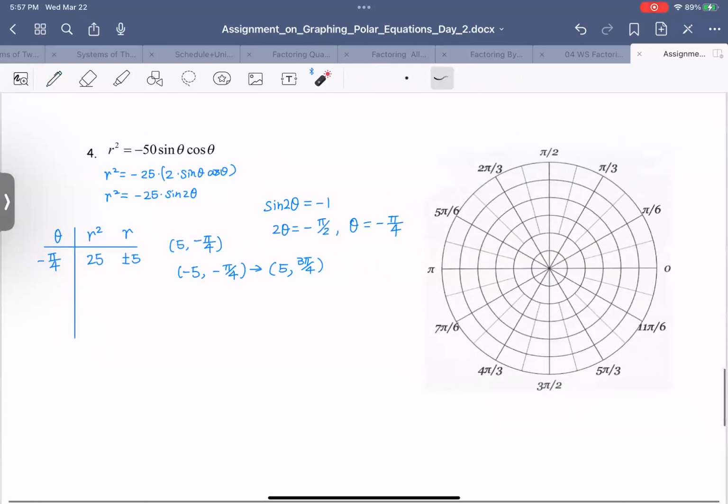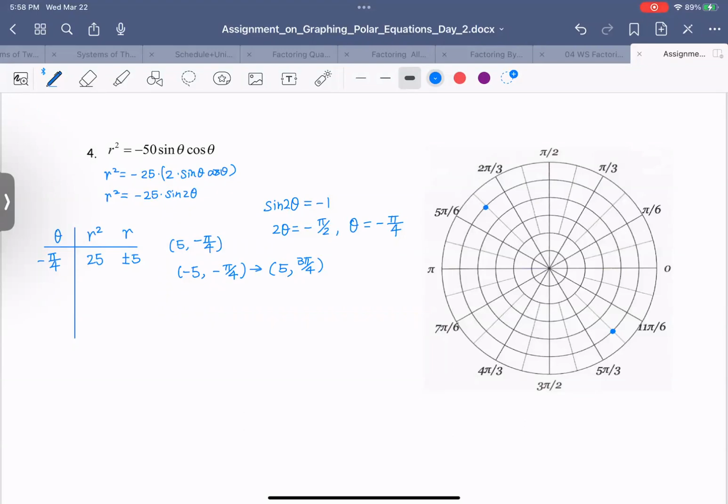So let's mark these 2 points. The longest one first is 5. 1, 2, 3, 4, 5. So 5 is here, at negative pi over 4. Negative pi over 4 is here, right? 1, 2, 3, 4, 5. This is it. And the other one is that one. This is 5 and 3 pi over 4. Make sense?